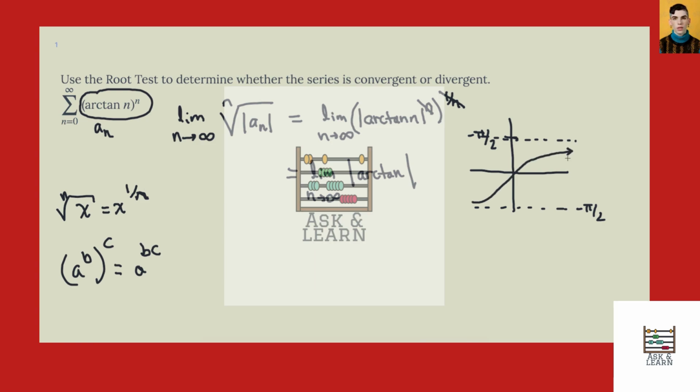So you can see from the graph of arctan that as n goes to infinity, the y value approaches pi over 2. However, this number is larger than 1, and so by the root test, we conclude that the series diverges.